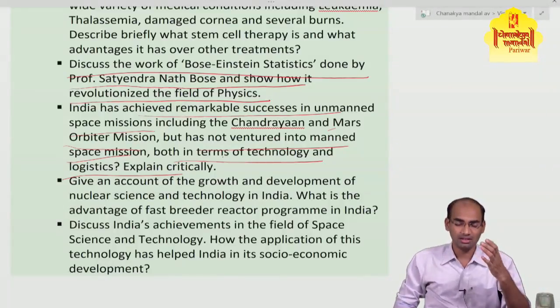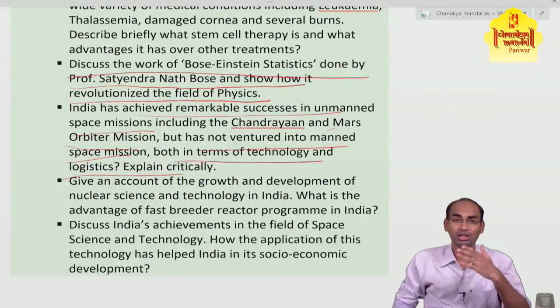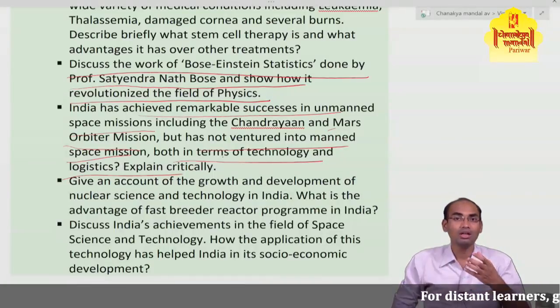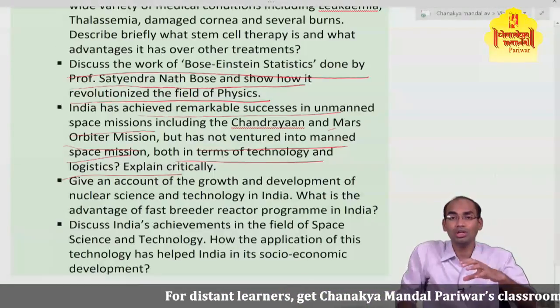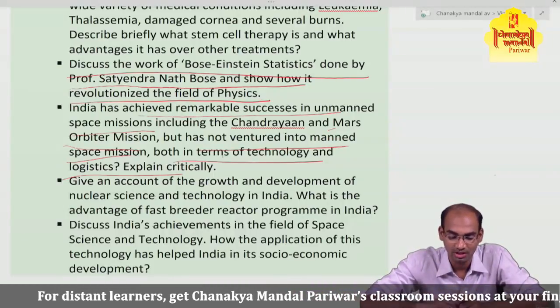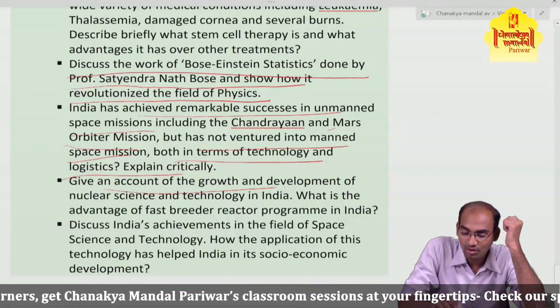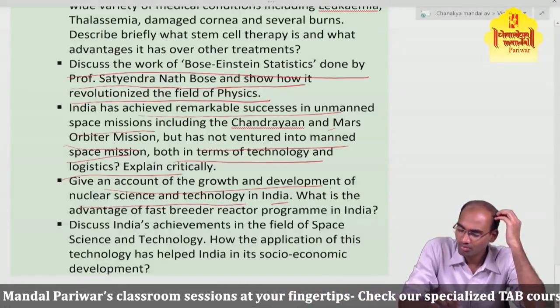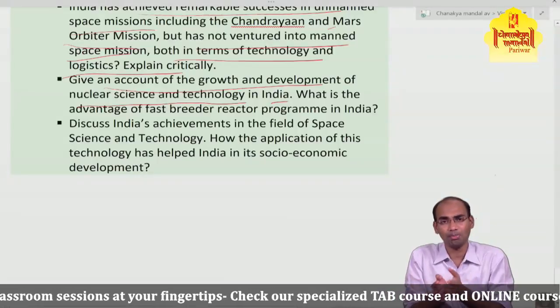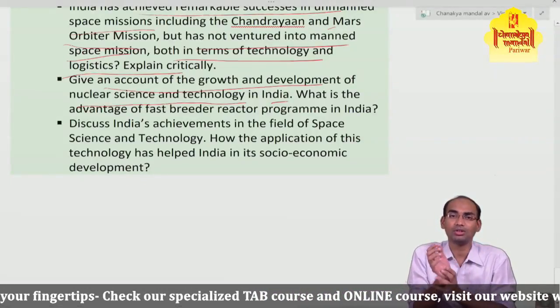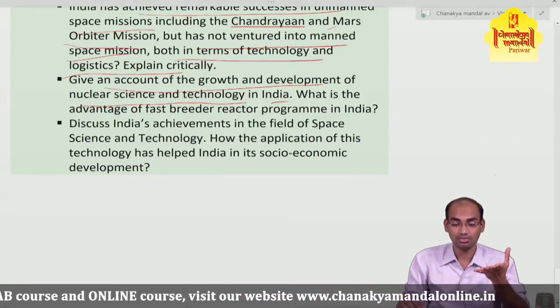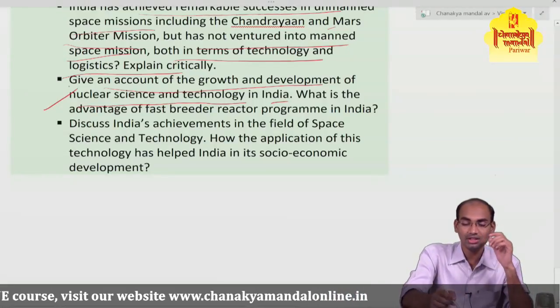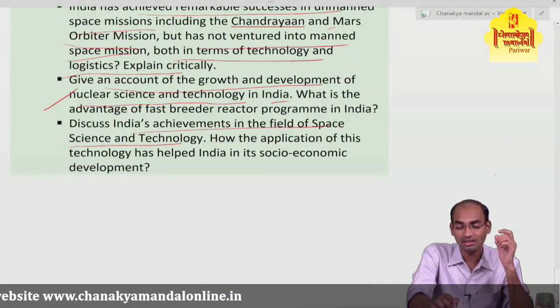But recently in 2019, India announced its manned mission by 2022, the Gaganyaan mission. You can mention that also. And what are the challenges that India or ISRO has to face in order to develop this manned mission? You have to mention that also. Then, give an account of the growth and development of nuclear science and technology in India. This is a direct topic from our syllabus. Then, discuss India's achievements in the field of space science and technology.